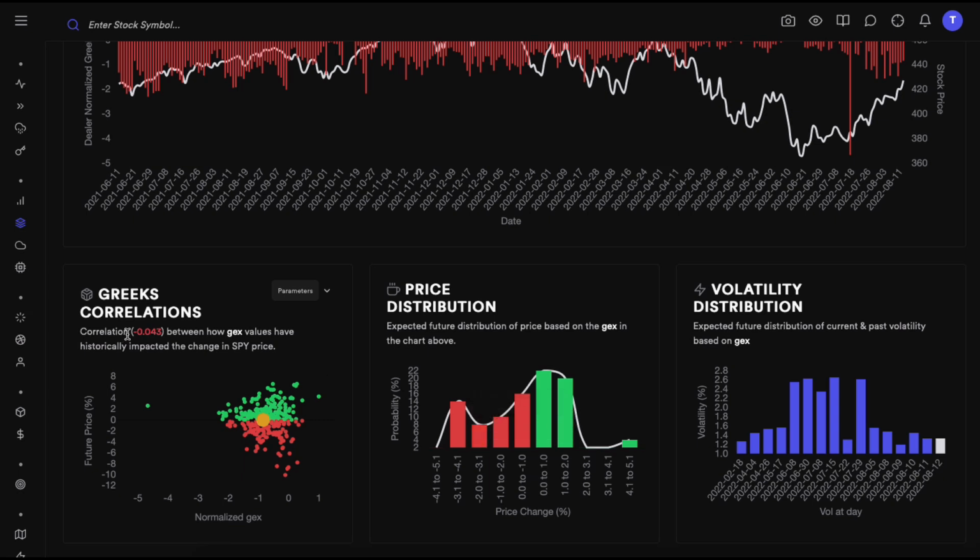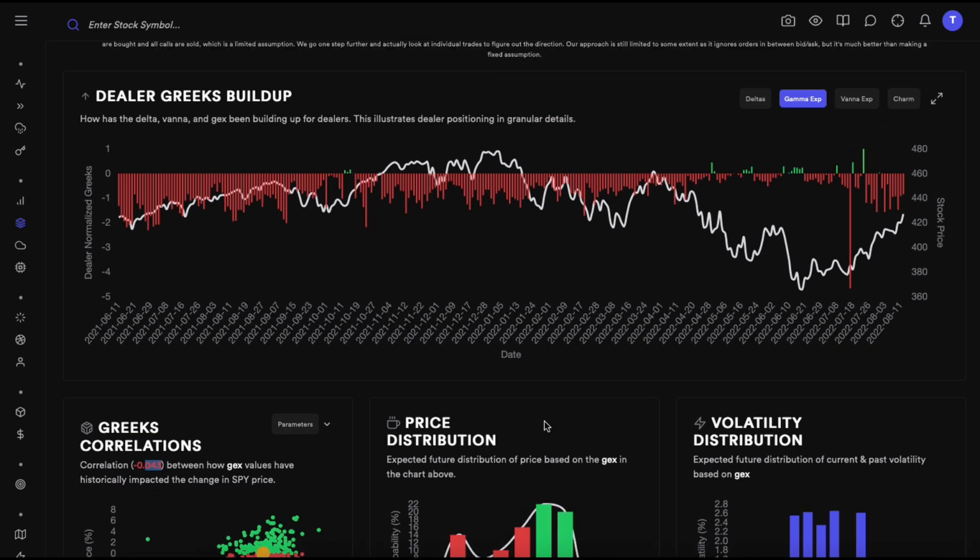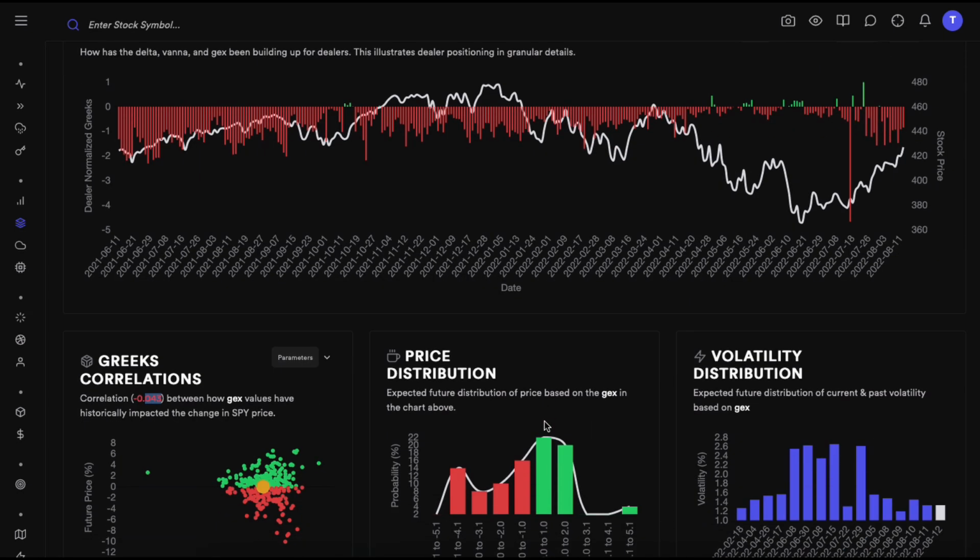If this correlation was 0.3 or minus 0.3, then this chart would be very meaningful, because we would know that the data that we are seeing here that's projected into this bar chart actually has predictive value. And correlation, as you might know, is how two things move together. If they move together well, then we can use them to predict things. If there is no relation between them, then using this to draw this is not meaningful. So use the gamma to predict the volatility, not the direction.